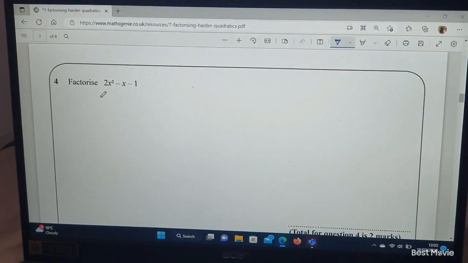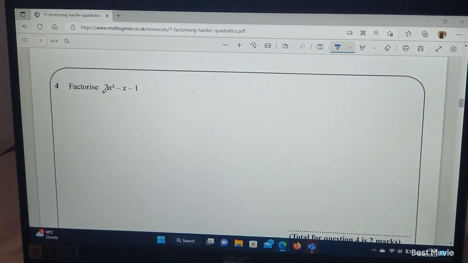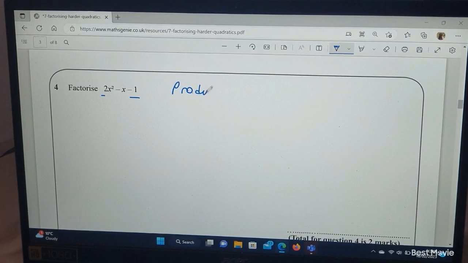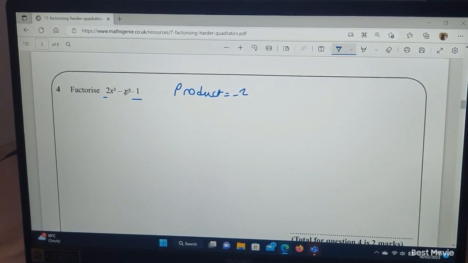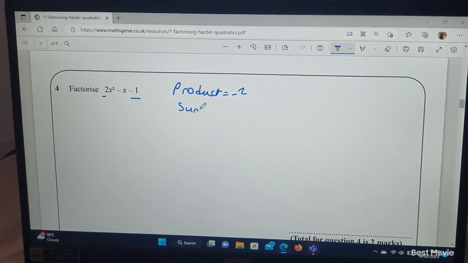Okay, so for this question, we've got 2x squared minus x minus 1. So the product is 2 times minus 1, which is minus 2. And the sum is minus x, which is minus 1x. So the sum is minus 1.